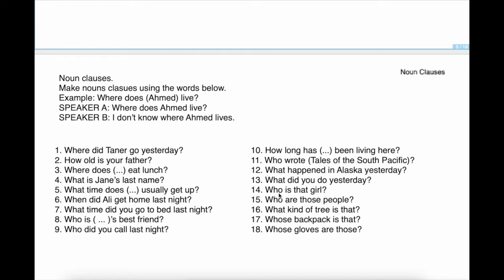Do you know who that girl is? Do you know what kind of tree that is? I don't know whose backpack that is. Tell me whose gloves those are.